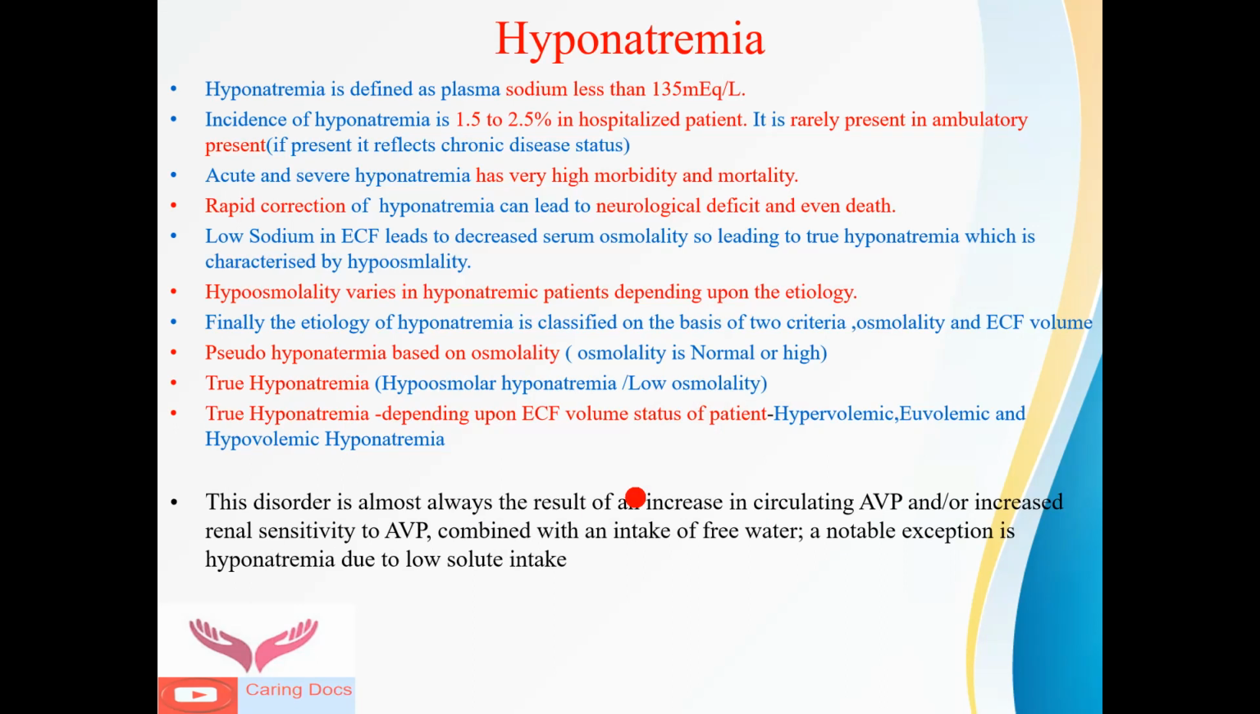Coming to hyponatremia, as we know, the normal quantity of sodium in the extracellular fluid is 135 to 145 milliequivalent per liter. Whenever the plasma sodium is less than 135 milliequivalent per liter, we call it hyponatremia. The incidence of hyponatremia is approximately 2% in hospitalized patients, and it is rarely seen in ambulatory patients. If it is present in an ambulatory patient, it reflects a chronic disease status.